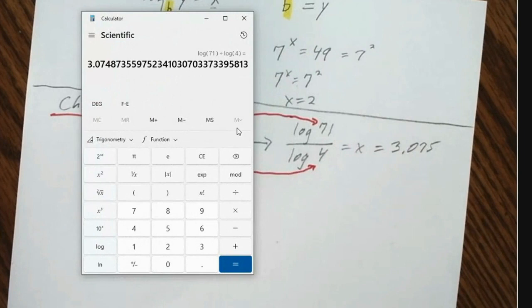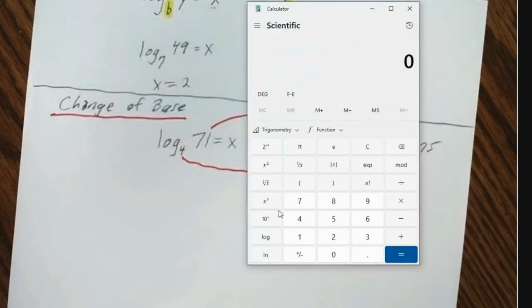Like, oh, that's pretty cool. 3.074. Let's test it, since this calculator can do log base. I have to put the argument in first, I think, if I remember correctly. So if I do the 71, log base, oh, I didn't hit the right button. 71, second, log base. It's asking me what base, if I did that correctly. Yeah, 3.0748. Yeah, that's the same number.